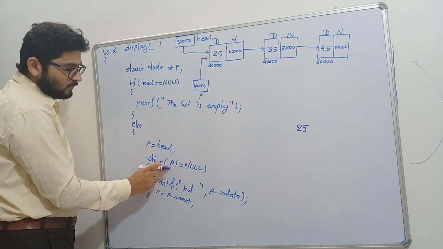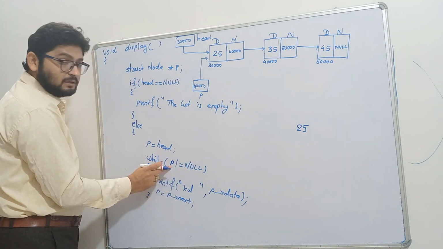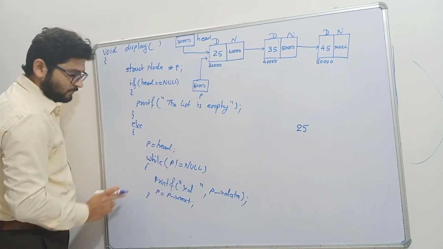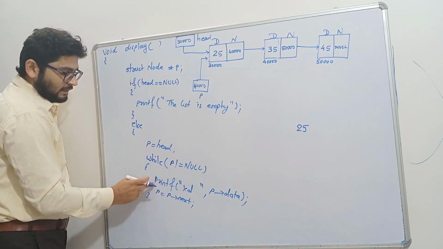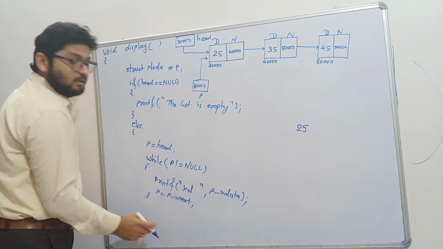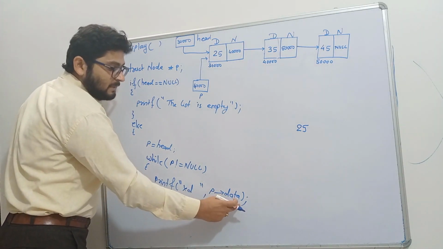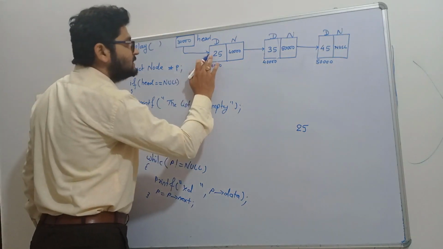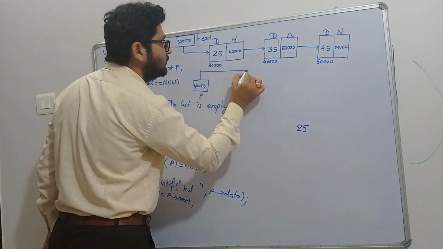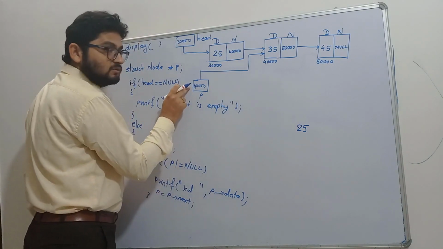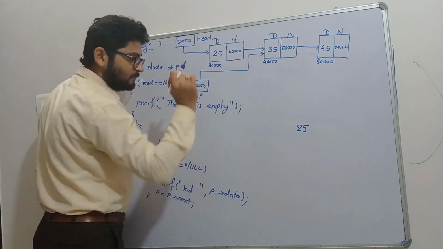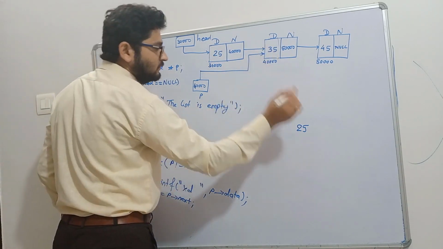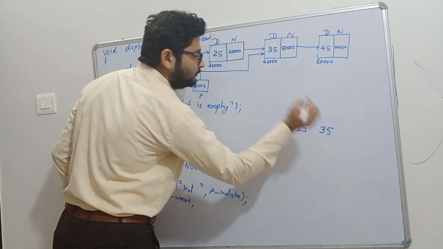Now P is not equal to null. What is P? P is right now 40,000. 40,000 is not equal to null. The condition is true, so it will come inside. Again it will print P arrow data. P arrow data means what? The data part of the node to which P is pointing. Now P is pointing to this node, right? The value of P is 40,000. That means P is pointing to this node. So the data part of this node is, sorry, 35. So 35 will be printed.